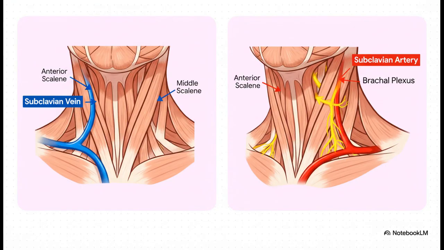Now, this right here is a super important relationship, a classic anatomy trap. The subclavian vein runs in front of the scalene triangle. But the subclavian artery runs right through the triangle, hanging out with the brachial plexus. It seems like a small detail, but trust me, this is an absolutely high-yield point for any exam.